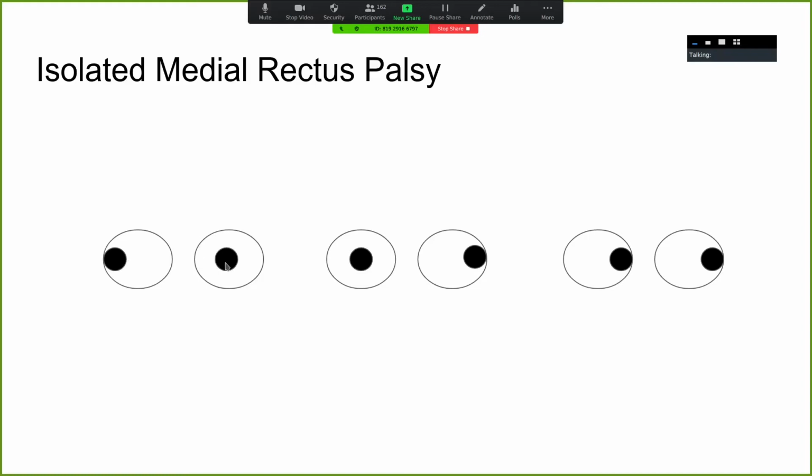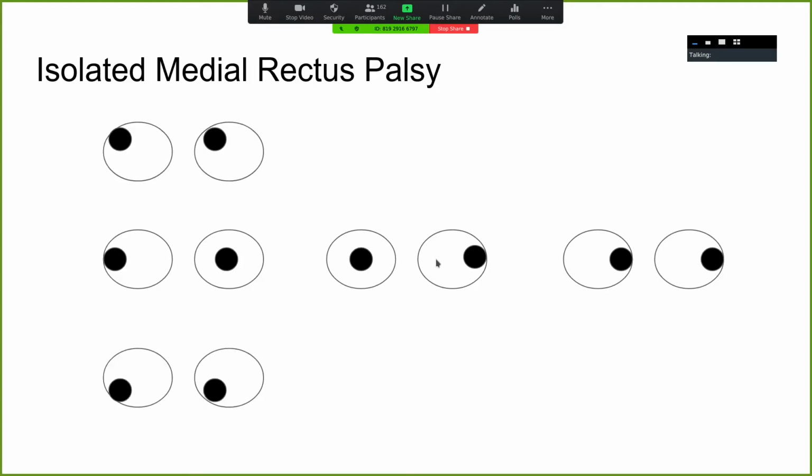Gaze to the right, the left eyeball didn't move. So you have to suspect, is this an INO or not? On gaze to the left, no problems. So you have to differentiate now. Is this an INO problem, or is it just an MR, a medial rectus problem on the left eye? You will see.